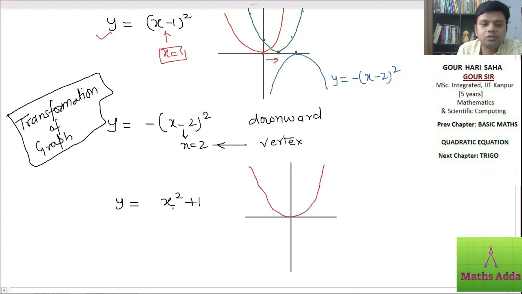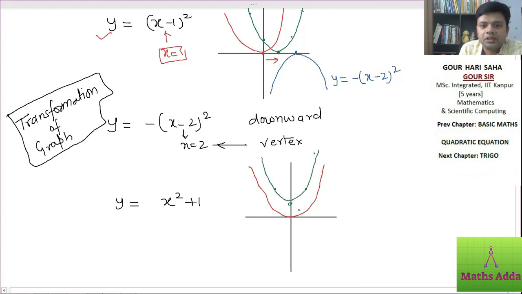So at x equal to 0, what it will be? Y will be 1. So 0 comma 1. So it will be here. At x equal to 1, it will be 2. So here. At x equal to 2, it will be 5. So here. Similarly, this side at x equal to minus 1, it will be 2. And likewise, so graph will be like this one.